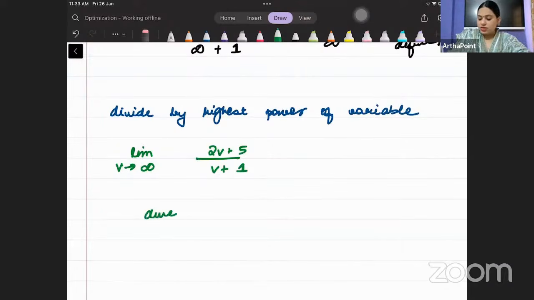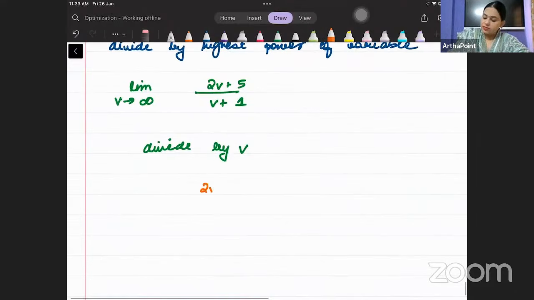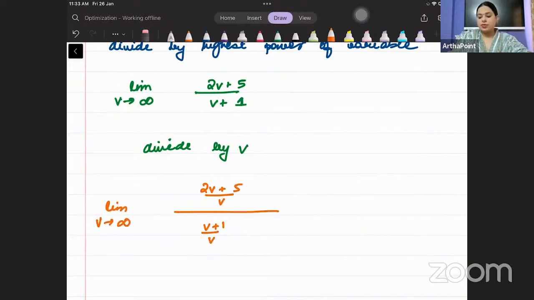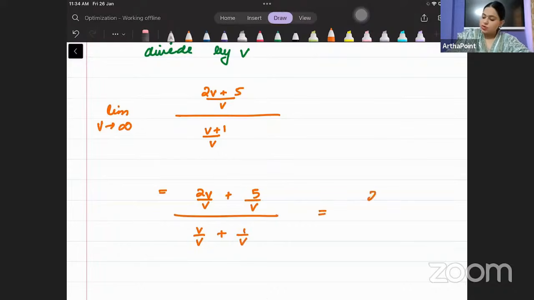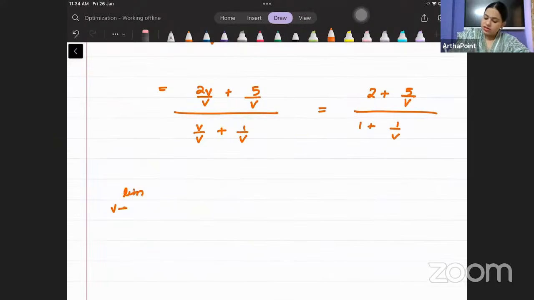What I will do? Divide by v. So if you divide the numerator by v and the denominator also by v, this is what will happen. So beta, can I write this as 2v by v plus 5 by v upon v by v plus 1 by v? So beta, this will be 2 plus 5 by v upon 1 plus 1 by v. So limit v tends to infinity 2 plus 5 by v upon 1 plus 1 by v.